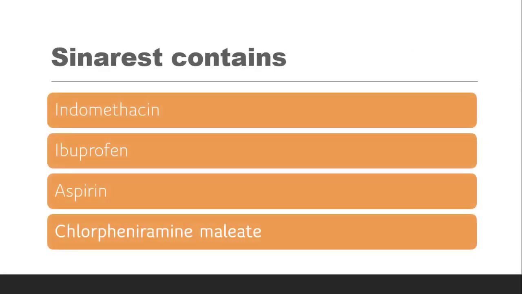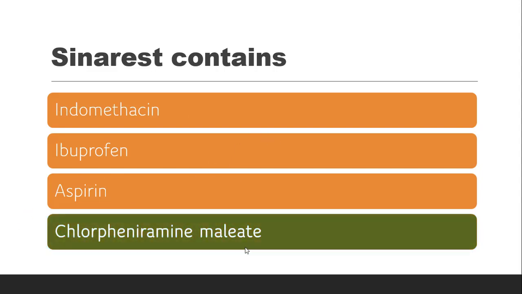Next question is, Sinarest contains which of these? Indomethacin, ibuprofen, aspirin, or chlorpheniramine maleate. The correct answer is chlorpheniramine maleate. Sinarest contains chlorpheniramine maleate.